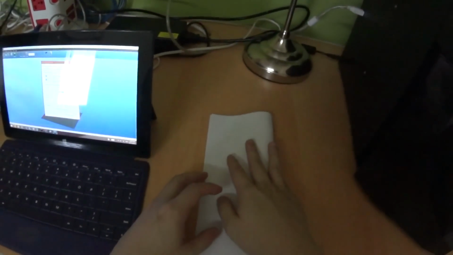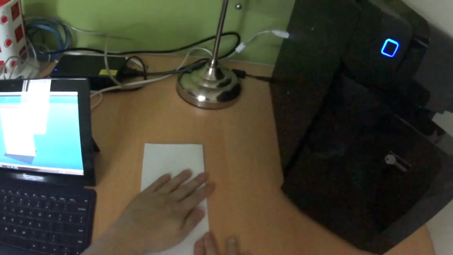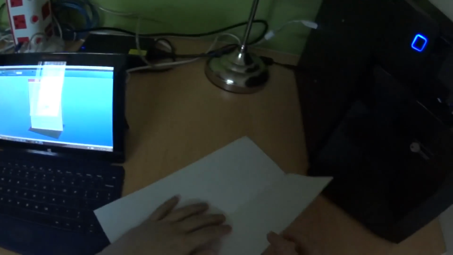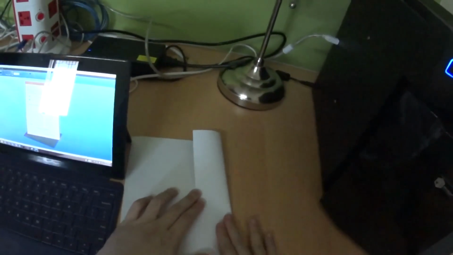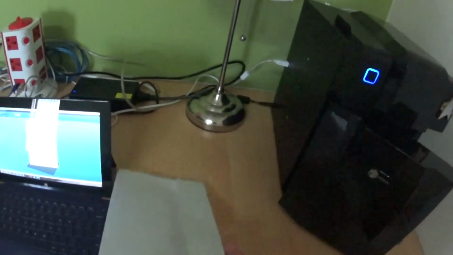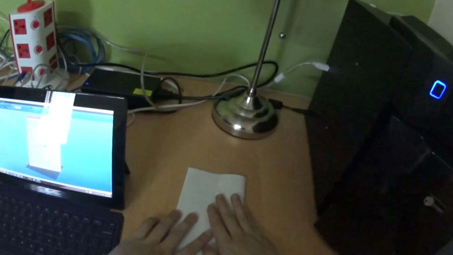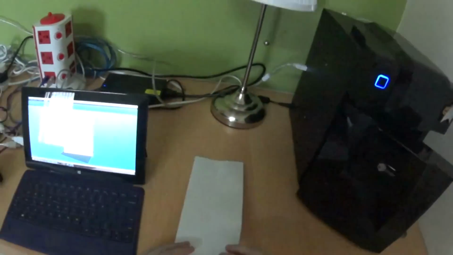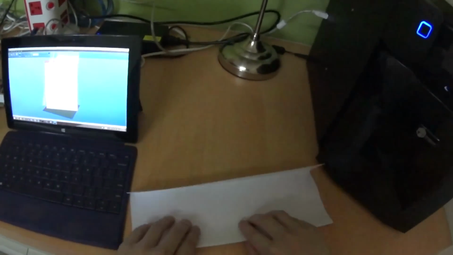And I'm going to half it again. Now we want a zigzagging, fan-like pattern, so let's just crease it first. So now it's two halves, and I can actually make another set of halves.